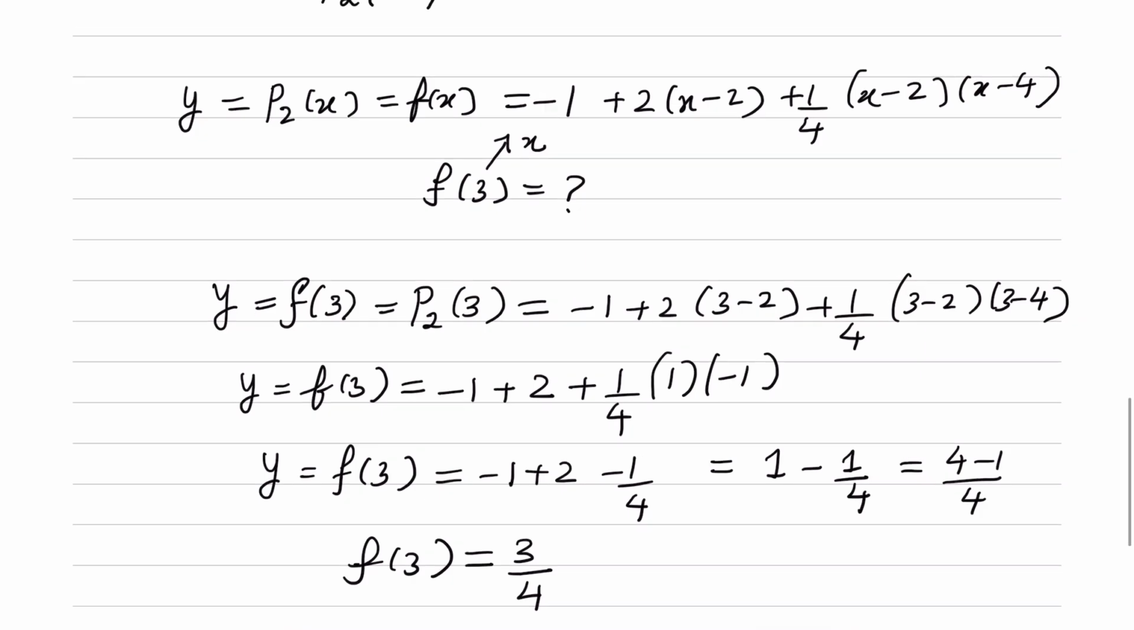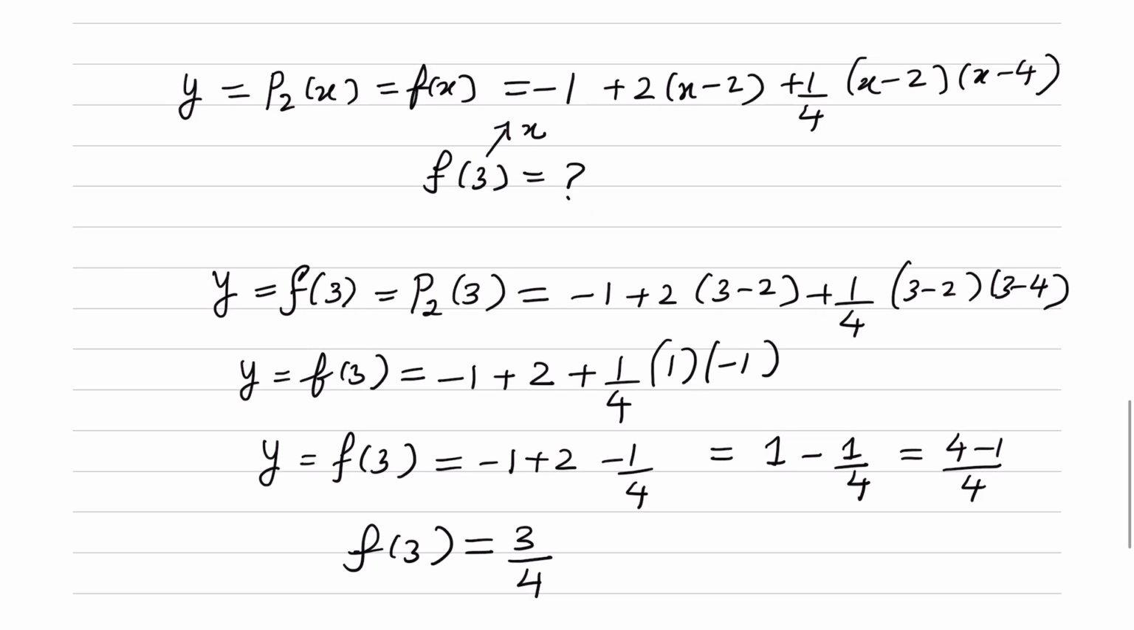So this is how we construct the polynomial from the given data using the forward differences method, which is also called the Gregory-Newton forward interpolation method, and then we find the value of the function at a given x, and here the x was 3, so we found f of 3. In the next video we are going to talk about how to construct the polynomial using the backward differences method.